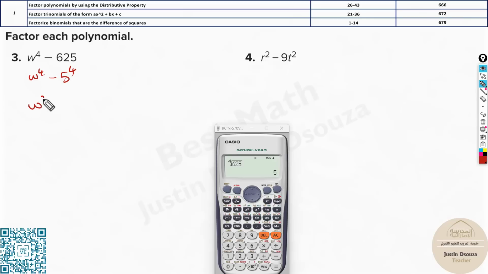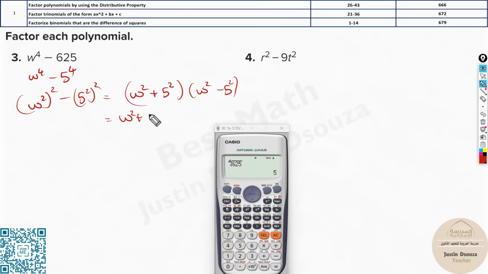So then we write it as w squared the whole squared minus 5 squared the whole squared, that is equal to w squared plus 5 squared, and we have w squared minus 5 squared. Don't forget, we have to continue this further. Left side is done. 5 squared is 25, done. We can't do anything else. But here we can write it as w plus 5, w minus 5. This is it. Now what about another method?